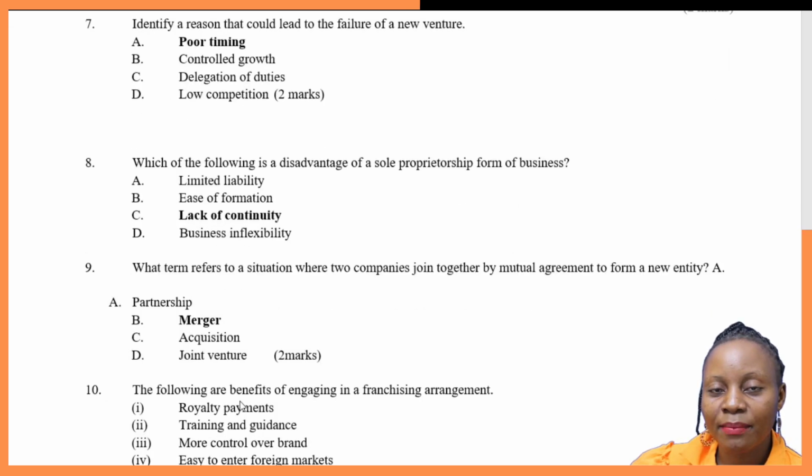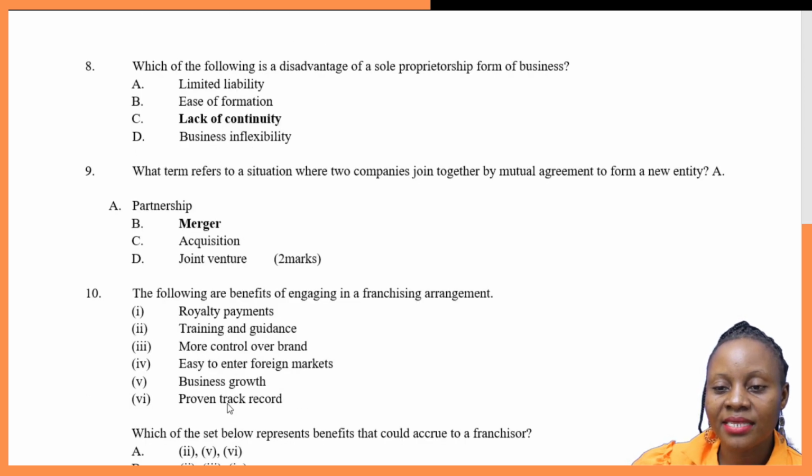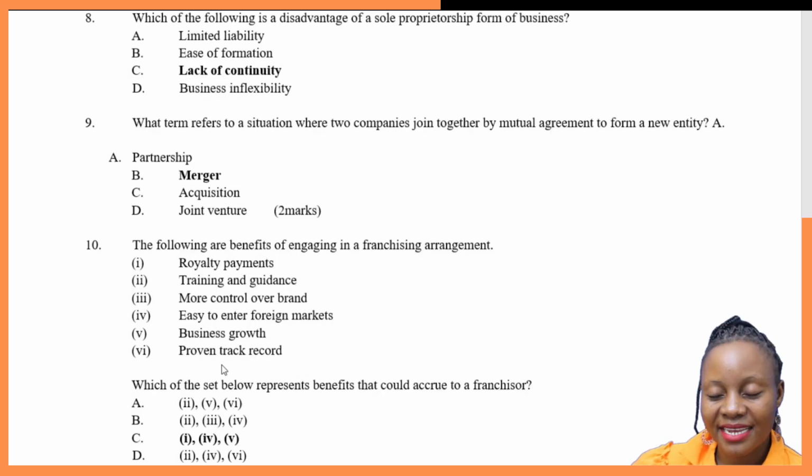Lastly, because I've said I'll be working out these questions in a set of 10, our number 10 is: the following are the benefits of engaging in a franchising arrangement. We have royalty payments, we have training and guidance, we have more control over brand, easy to enter into foreign markets, business growth, and proven track records. Those are the benefits of engaging in franchising agreements. So they say, which of the set below represent benefits that could accrue to a franchisor?